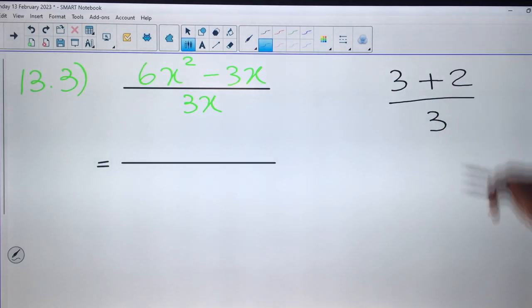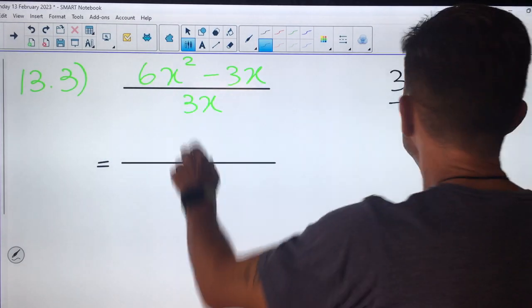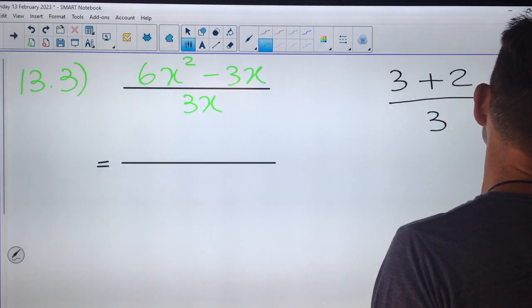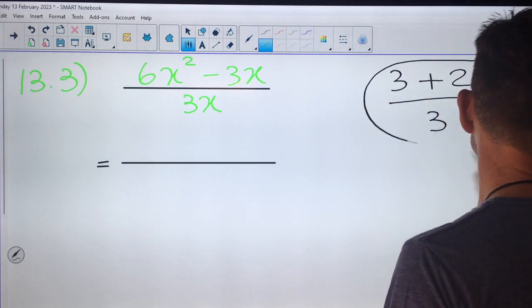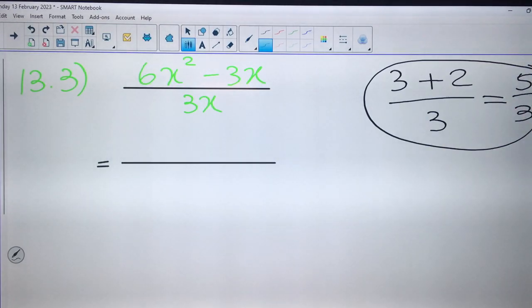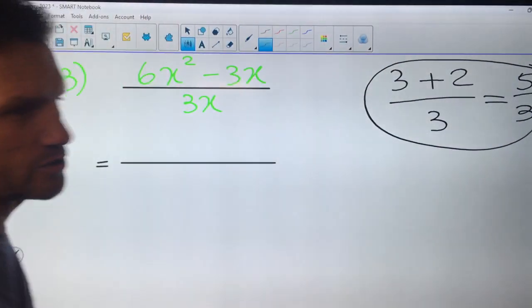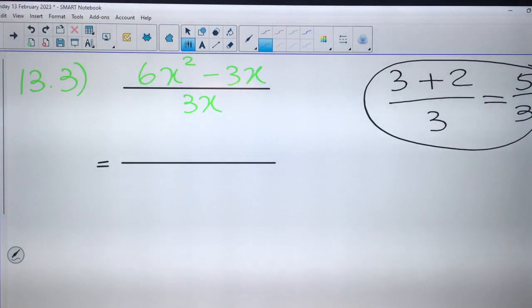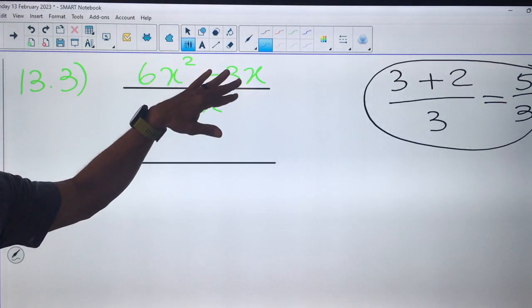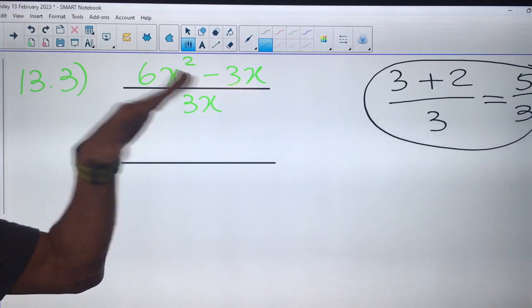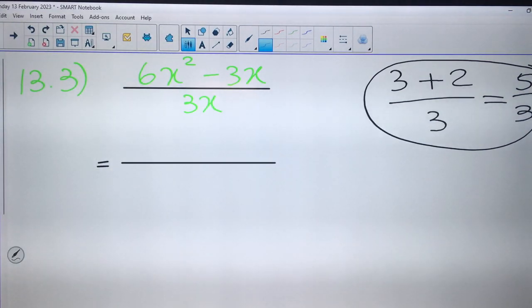Now it's more than one term. So that's why we can't do it here. This is going to be 5 over 3, and that is the only answer that you can get here. So if we cannot add or subtract what's on top, that's where we see if we can factorize. So don't cancel out. Do not cancel out. Is that clear? You're going to do it because it's so tempting.